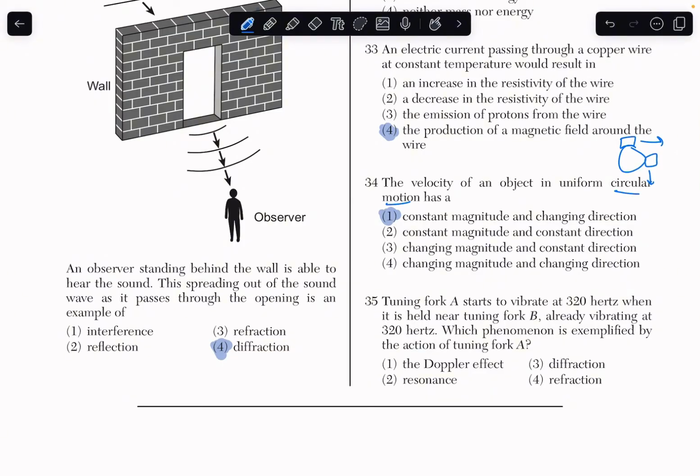35. Tuning fork A starts to vibrate at 320 Hz when it is held near tuning fork B, already vibrating at 320 Hz. Which phenomenon is exemplified by the action of tuning fork A? The answer to this is resonance, and let me tell you why. When you see a question talking about vibrations, you can automatically assume that resonance is the answer, because resonance is when one vibrating object causes the other to match its frequency, which is what's happening in this problem. Tuning fork A starts to match the vibrations of tuning fork B, which is resonance.